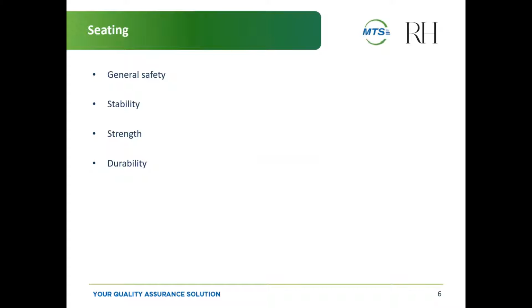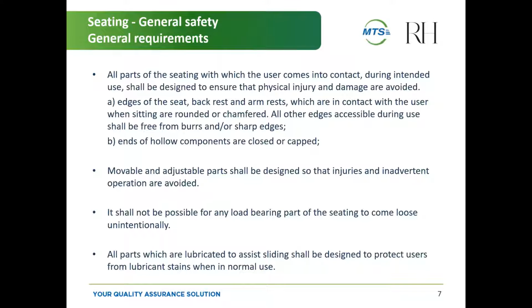Seating, general safety, stability, strength, and durability. General requirements: all parts of the seating that you'd be able to come into contact with should be designed to ensure there's no way that anyone can have a physical injury, and that damage will be avoided. Especially the edges of the seat, the backrest, and the armrest, where you would come into contact, should be rounded or chamfered, and all other accessible areas and edges should be free from burrs and sharp edges.